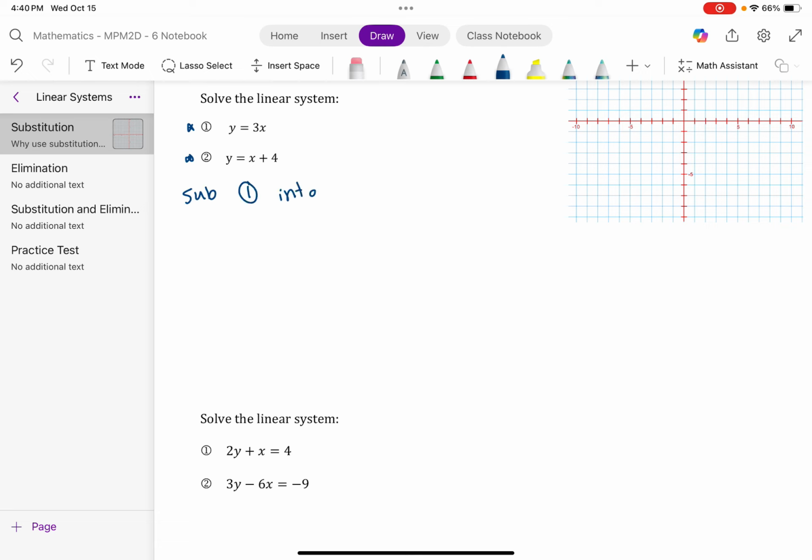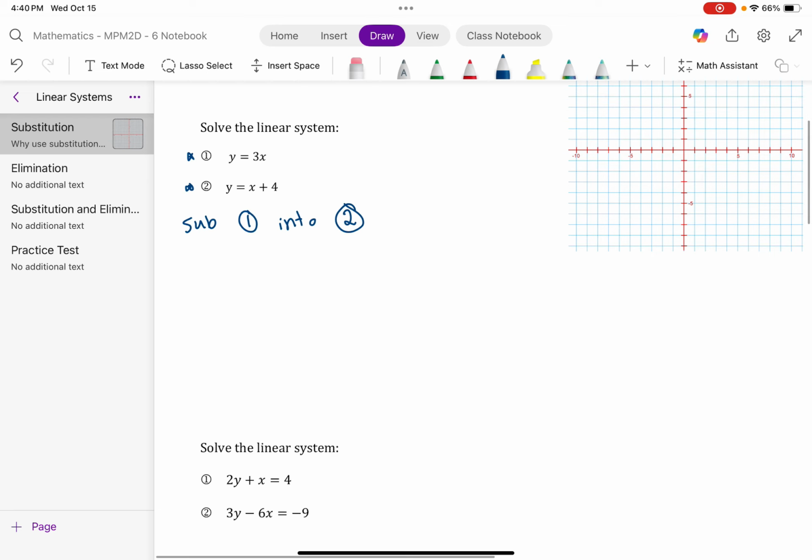into 2. All right, so right now equation 1 is y equals 3x. That is what y is equal to. So wherever we see a y in equation number 2, we can essentially substitute in that 3x. Hence why it's called substitution method. So where we see a y in equation 2, which is y equals, we're going to put 3x instead of that, and we still have equals, and the rest of that equation there, x plus 4.